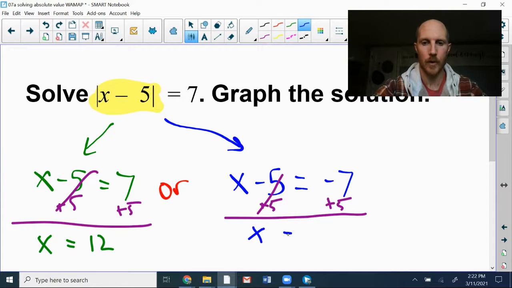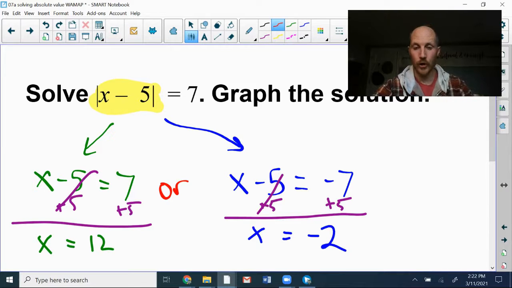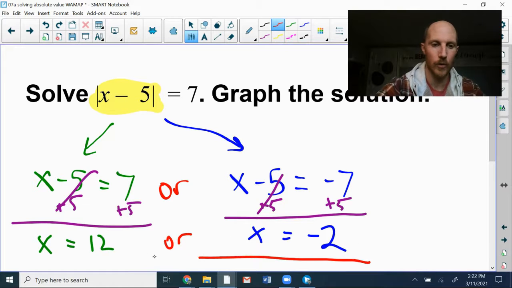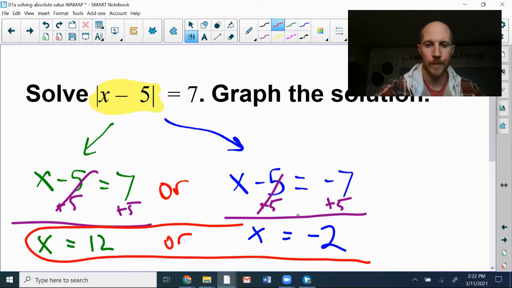X equals negative 2. All right, so there are my 2 solutions. I get a green solution, a blue solution. We're going to continue connecting those with the word OR.